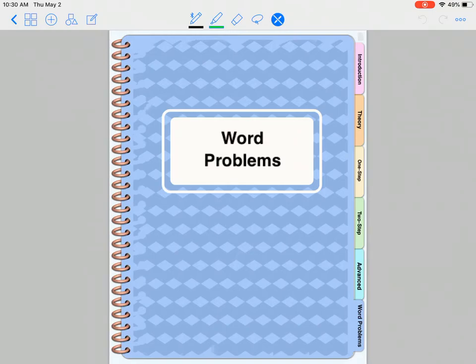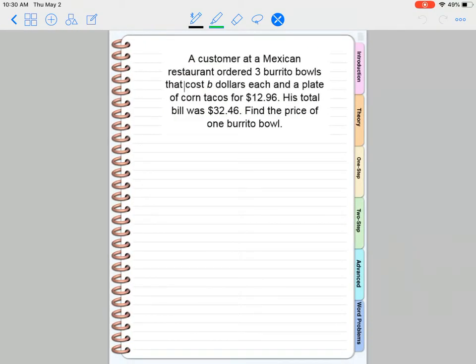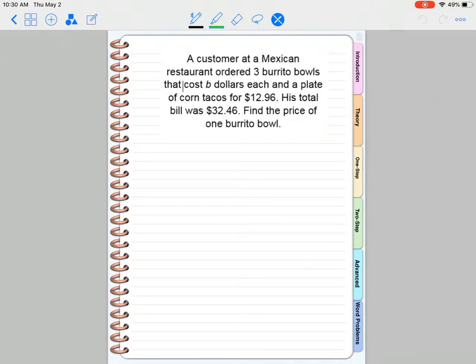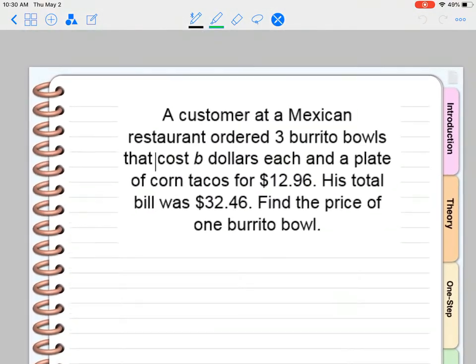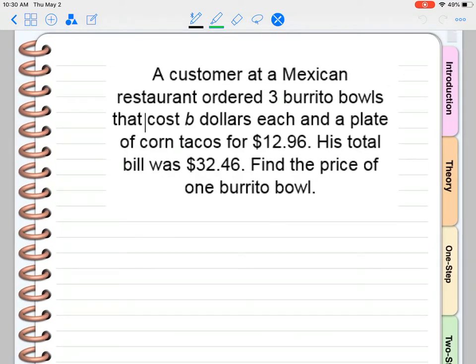And if you have this worksheet, you have these problems for your own notebooks. And let's take a look at the first one. A customer at a Mexican restaurant ordered 3 burrito bowls that cost $B each and a plate of corn tacos for $12.96. His total bill was $32.46. Find the price of one burrito bowl.